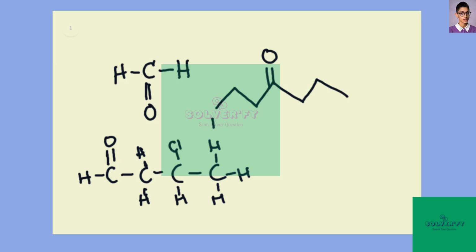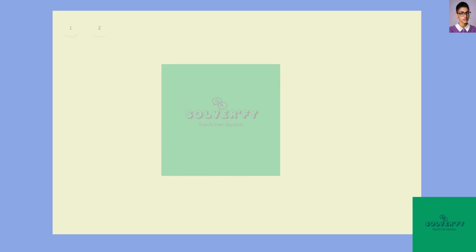Last one is 5,5-dimethyl 2-hexanone. So hex is going to be a 6-carbon chain. Okay, so if we do the line structure here, it's 2, 3, 4, 5, 6. So the first one's a CH3. We know that the ketone is on carbon number 2, so we'll call this carbon number 2.